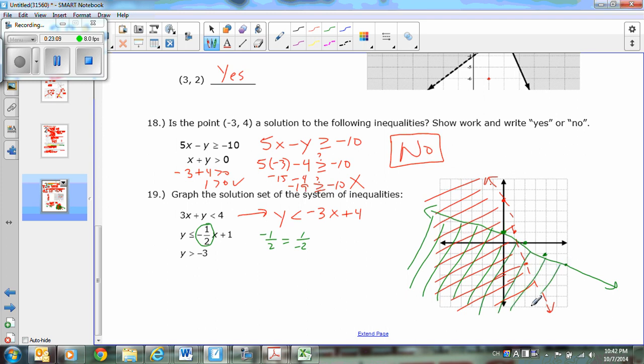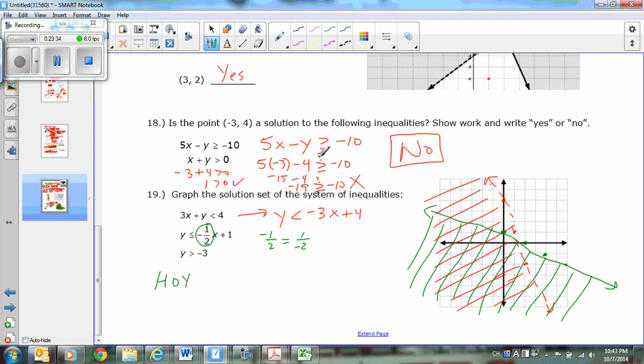Let's go ahead and graph this last one. Now, y greater than negative 3. The boundary is going to be a horizontal line. Remember HOY? Horizontal lines have a slope of 0 and their equations are y equals a constant. So I'm going to draw a horizontal line through negative 3 on my y-axis, but it's going to be a dotted line because of this strictly greater than.